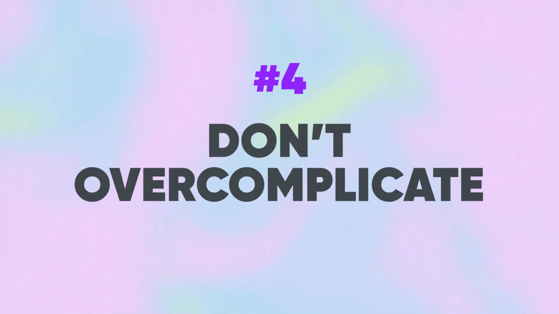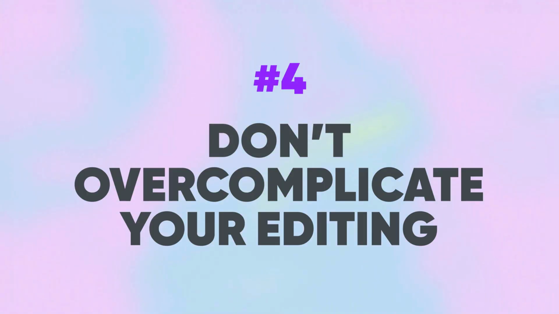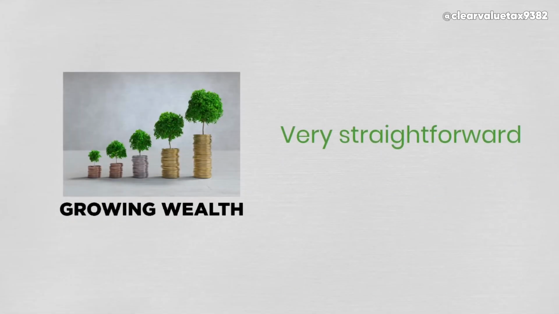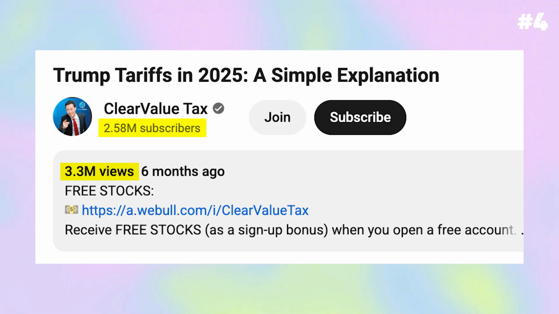So the fourth editing lesson is that you don't have to have overly complicated editing or a high level video in order for it to be good and for it to perform. So if you're trying to master Premiere and like be the best editor ever, you can relax a little bit, because you may not need it. If you look at what goes viral, it's often not because they have the best editing, right? It's because of you, the story that you're telling, the value that you're giving your viewer. For example, Uncle John and Clear Value Tax have very simple editing, if not minimal editing, and they have tons of views and millions of subscribers.